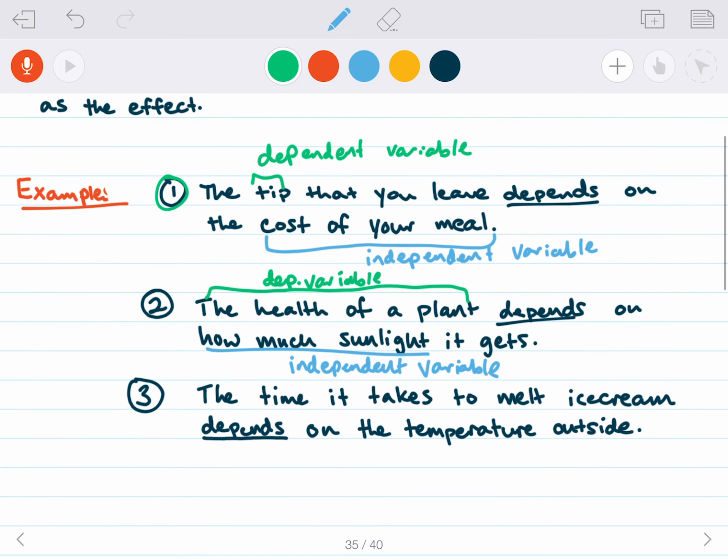Okay. And number three, the time it takes to melt ice cream depends on the temperature outside. So in this case, and actually this is a good example because we usually think about time as our independent variable, but in this specific example, it's actually our dependent variable because the time actually depends on the temperature, the time it takes for the ice cream to melt. So in this case, the temperature outside is our independent variable. And the time that it takes to melt is our dependent variable. So one thing depends on the other.